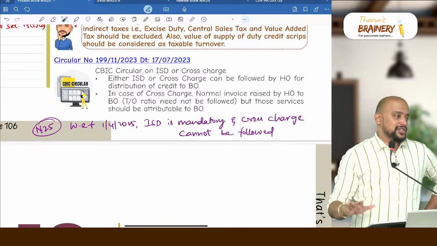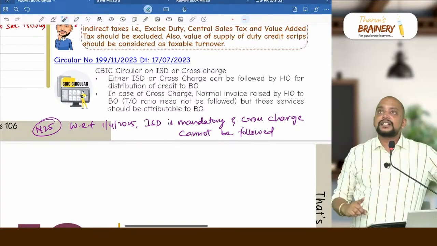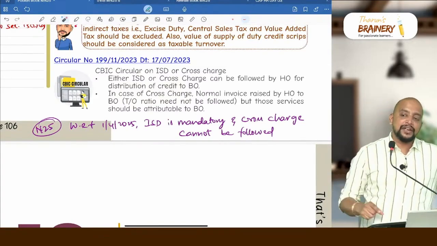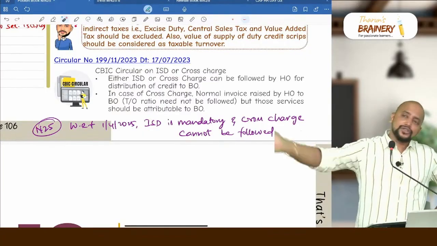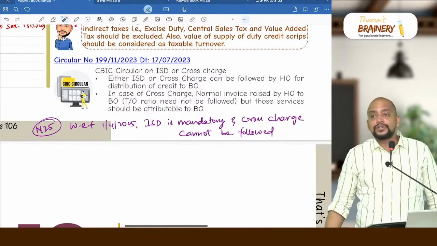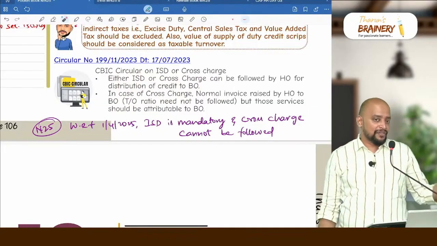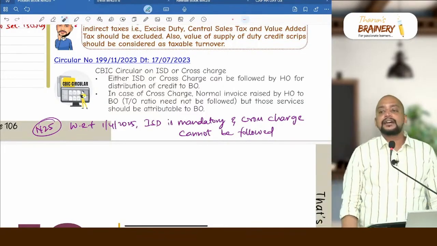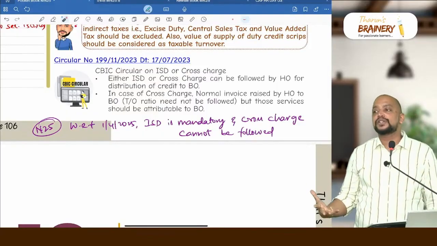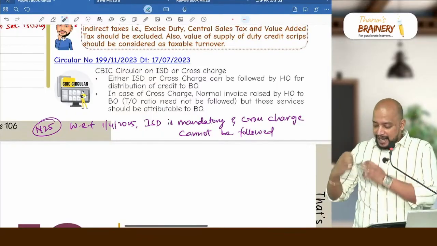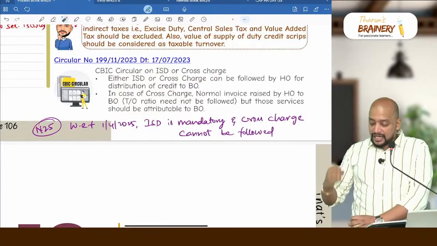ISD or cross charge, because with effect from 1st April 2025 they have made ISD mandatory. So everyone should go for ISD only. Up to 31st March 2025 they have given the option: either follow input service distributor or the cross charge. Cross charge means what? That is, one branch or one division will receive the invoice.